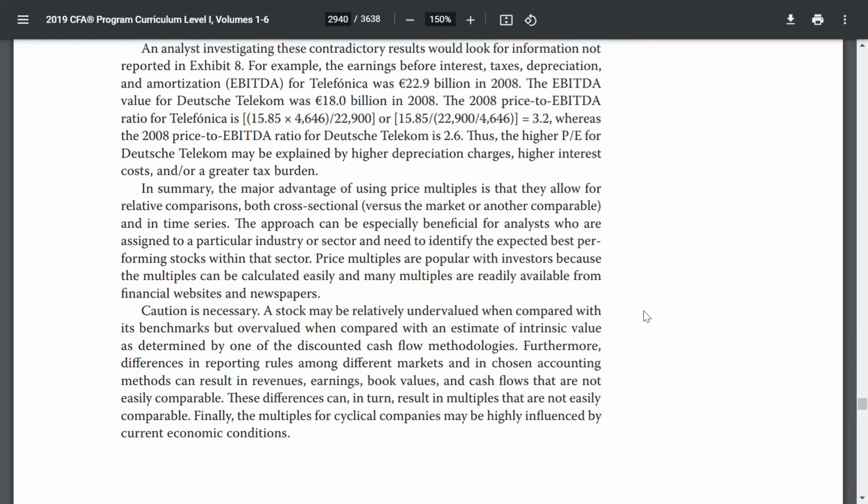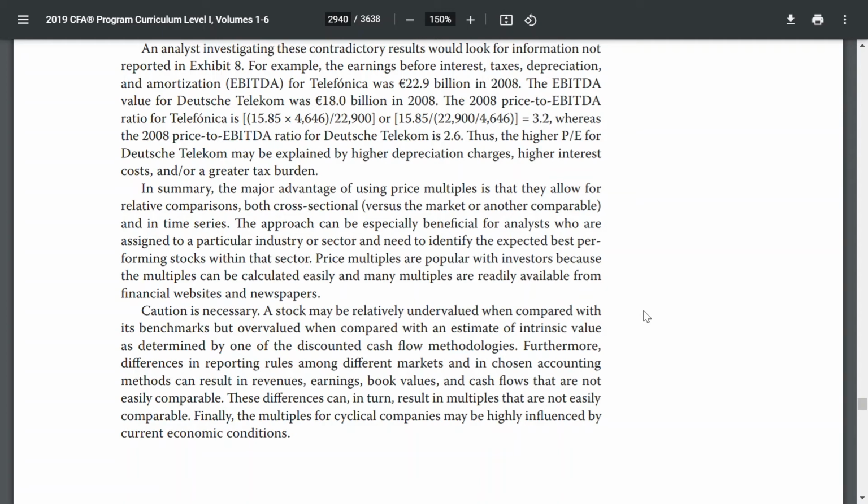In summary, the major advantage of using price multiples is that they allow for relative comparisons, both cross-sectional and in time series. The approach can be especially beneficial for analysts who are assigned to a particular industry or sector and need to identify the expected best performing stocks within the sector. Price multiples are popular with investors because the multiples can be calculated easily, and price multiples are readily available from financial websites and newspapers. Caution is necessary.